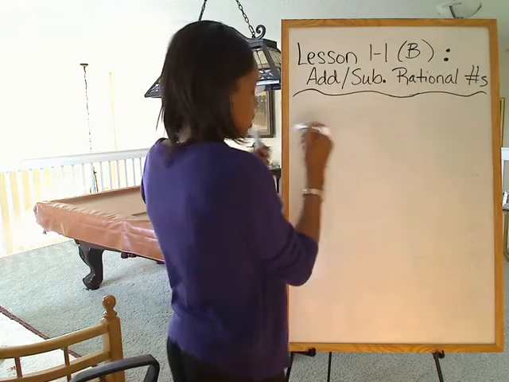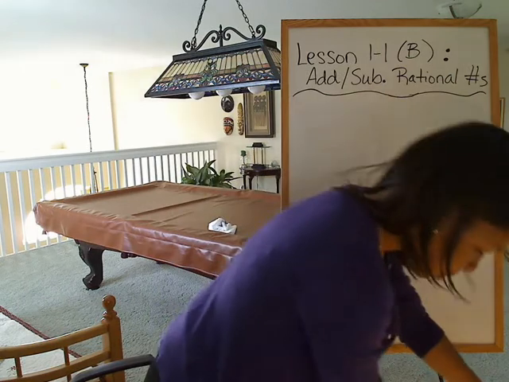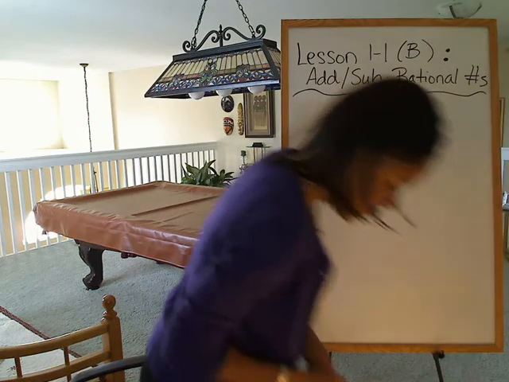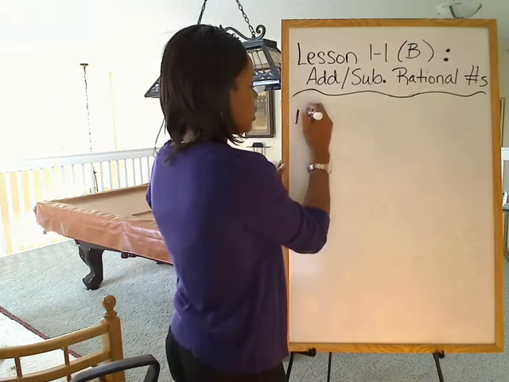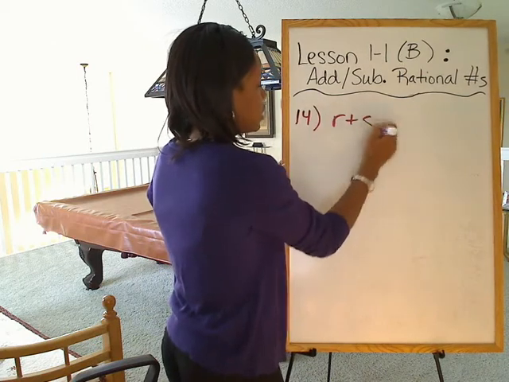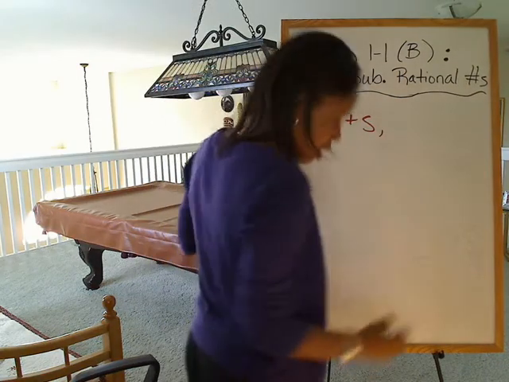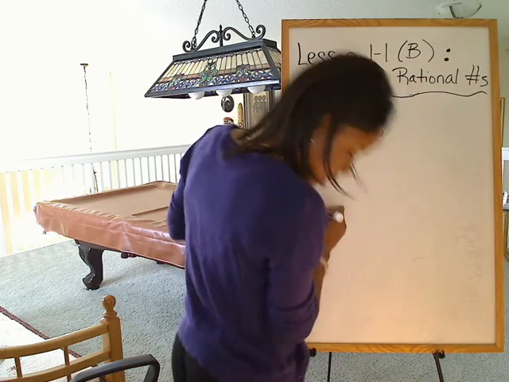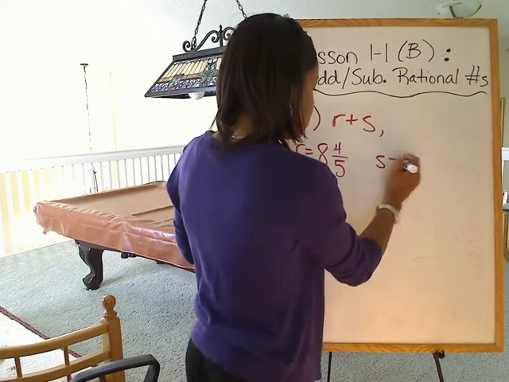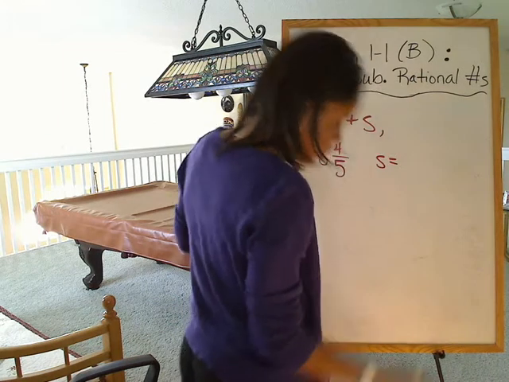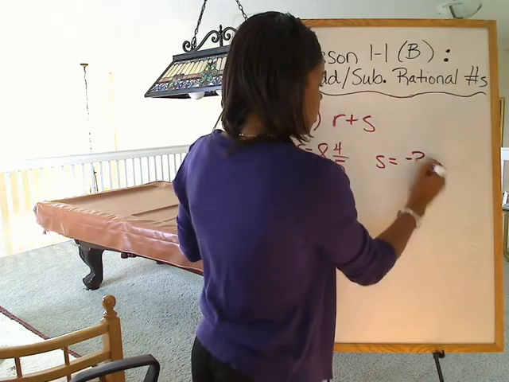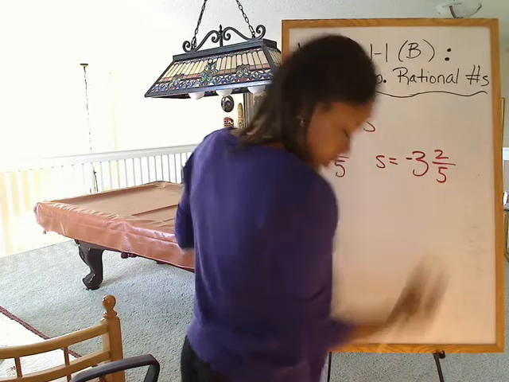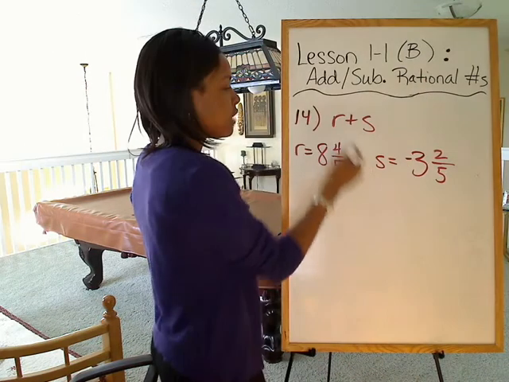Number 14, they say R plus S. They want you to evaluate each expression for the given value. So they tell you to evaluate R plus S, and then they tell you that R equals 8 4/5. And S equals -3 2/5. If I'm correct. Yes. So they want you to evaluate this expression.